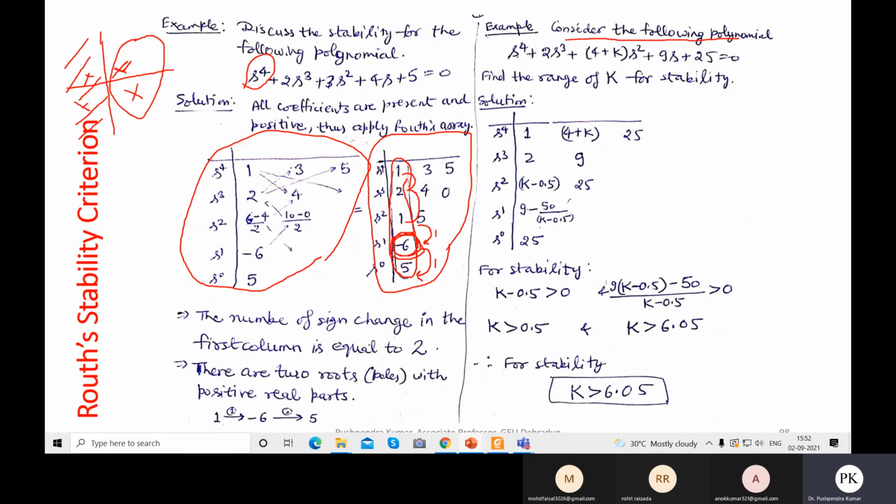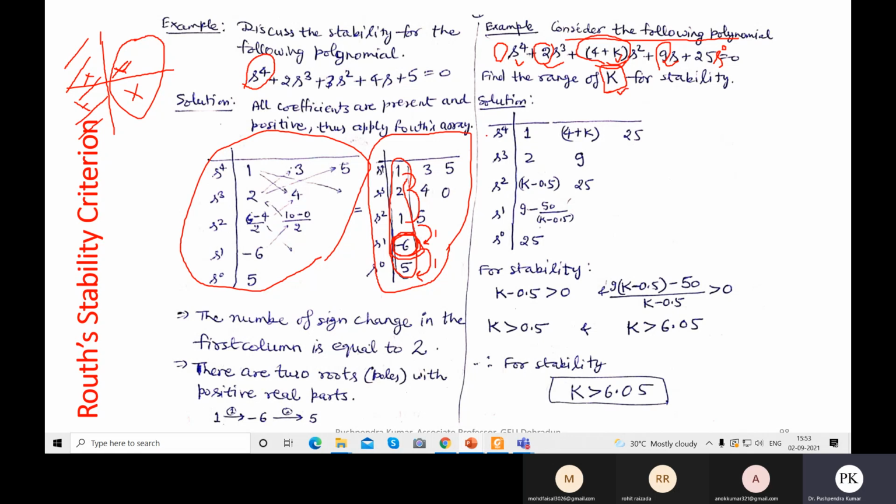Consider the following polynomial: s^4, s^3, s^2, s, and s^0. All the s powers are present. If we look at the coefficients: plus 1, plus 2, here it is 4 plus k. I cannot say whether it is positive or negative, it depends on the value of k. Then plus 9, plus 25. So we don't know whether the system is stable or not, that depends on the value of k. So what should be the range of k for which we can say the system is stable?